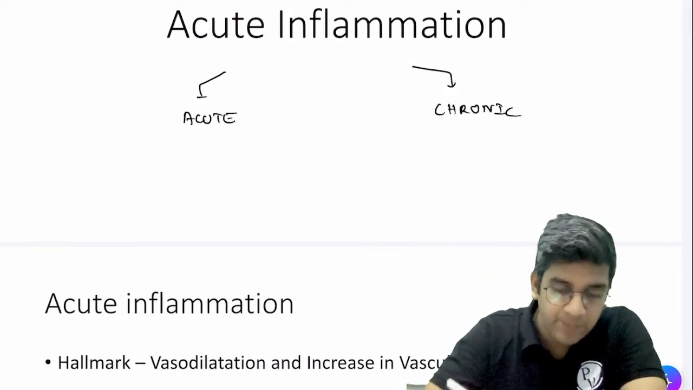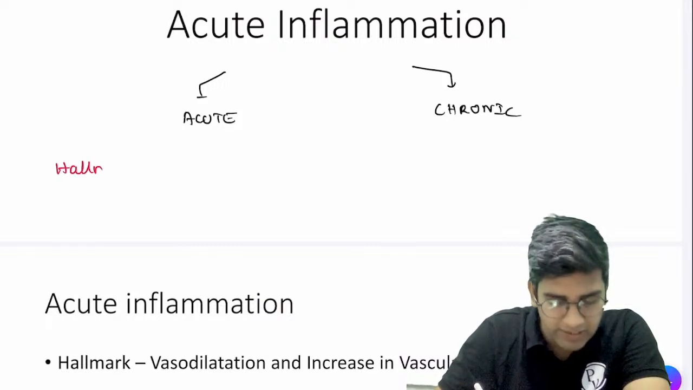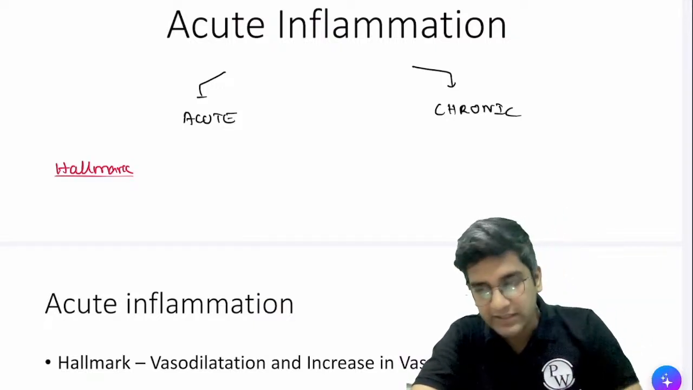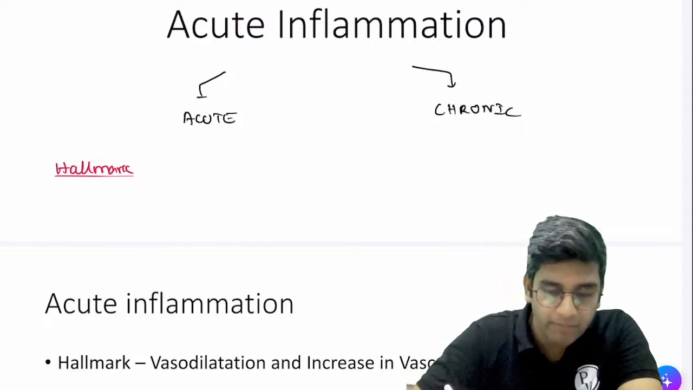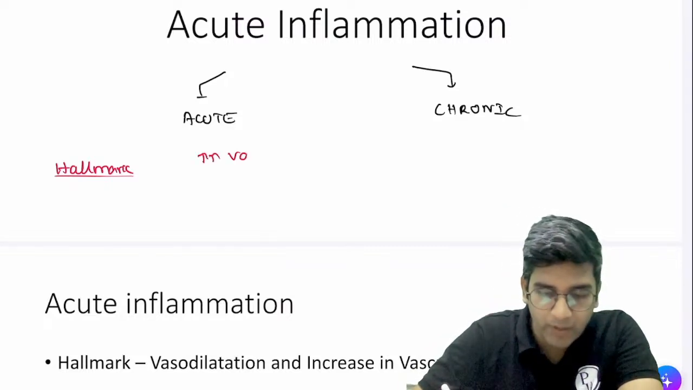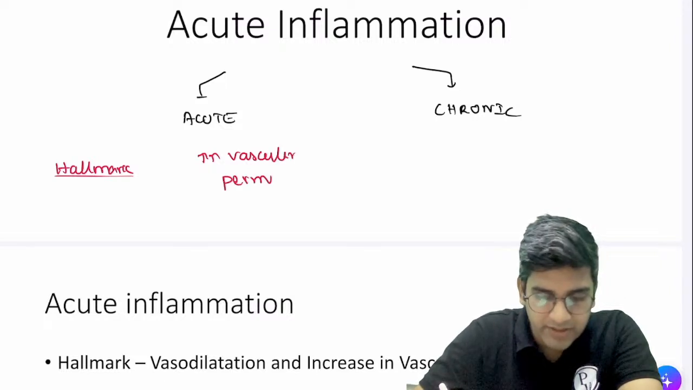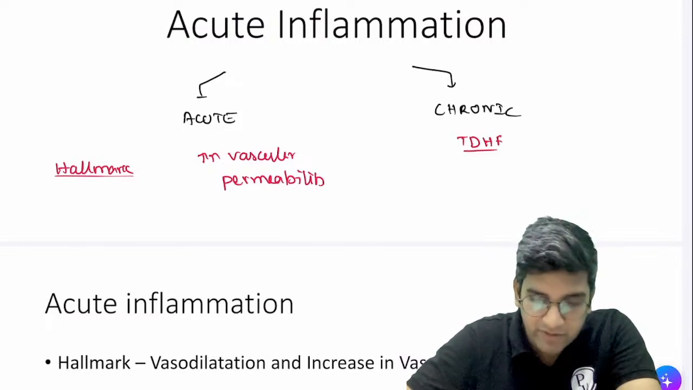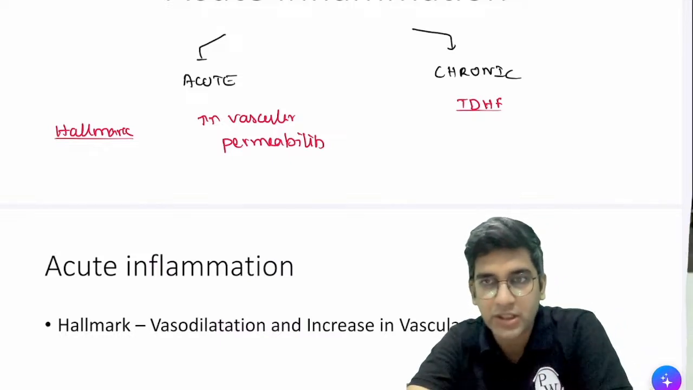At the same time, we have some other differences as well. One important finding is the hallmark. Whenever I say hallmark, remember it till you practice medicine, because it will never change, right? So the hallmark of acute inflammation by default is increased vascular permeability. The permeability of the vessel increases. And for chronic inflammation, it's TDHF, my favorite thing in the entire pathology. It's tissue destruction and healing by fibrosis.